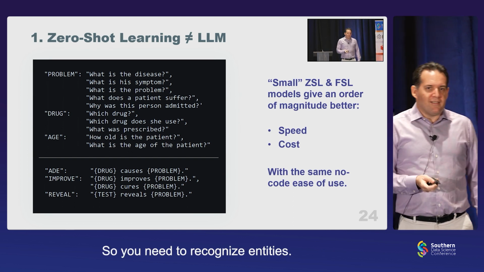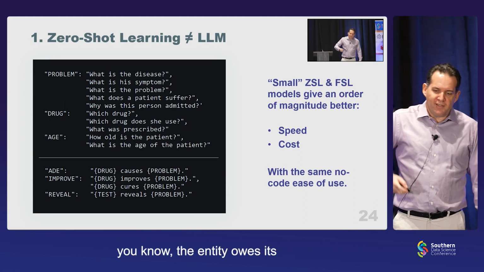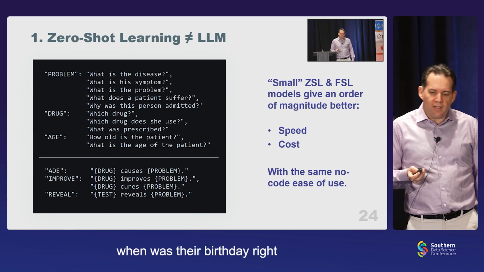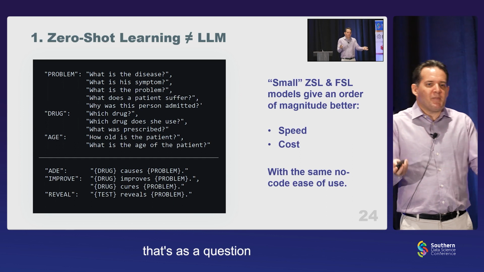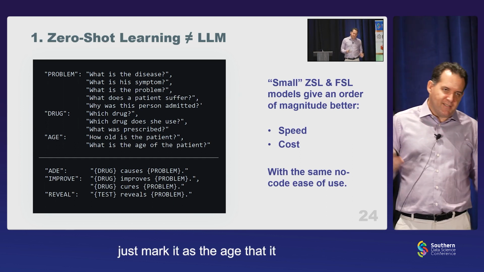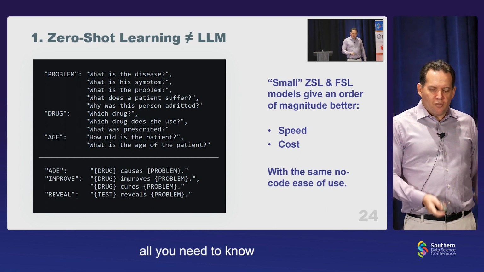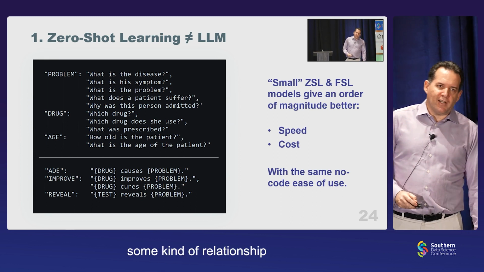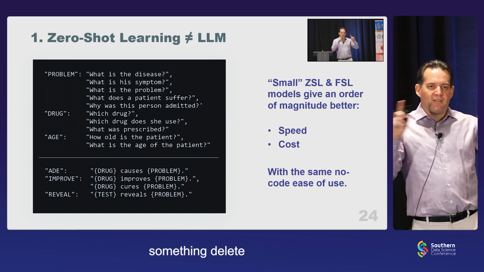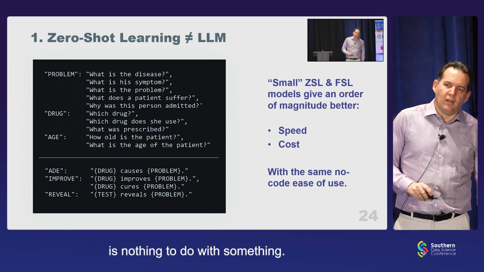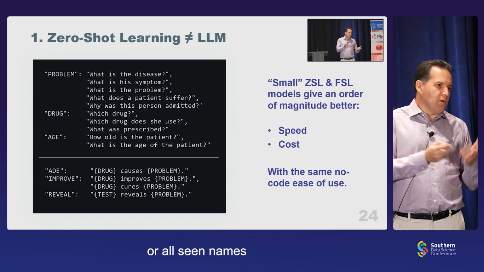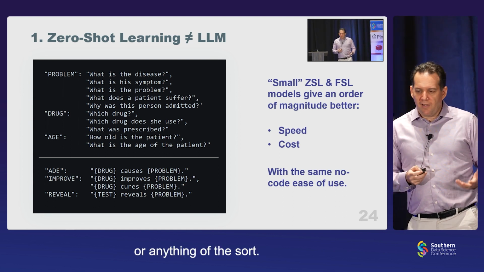So if you want to recognize entities, you can say, the age entity is whatever answers the question, how old is the patient, or when was their birthday, right? And that's it. If you find something that answers the question, just mark it as the age. That's really all it needs to know. Same thing with relationships. I want to find 3 kinds of relationship: something causes something, something treats something, or something has nothing to do with something. And that's it. I don't need to show you grammar or synonyms or anything of the sort.